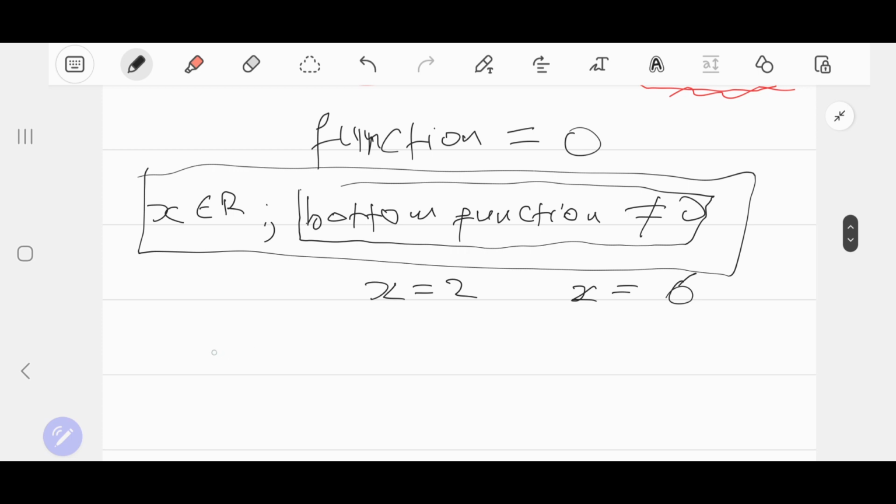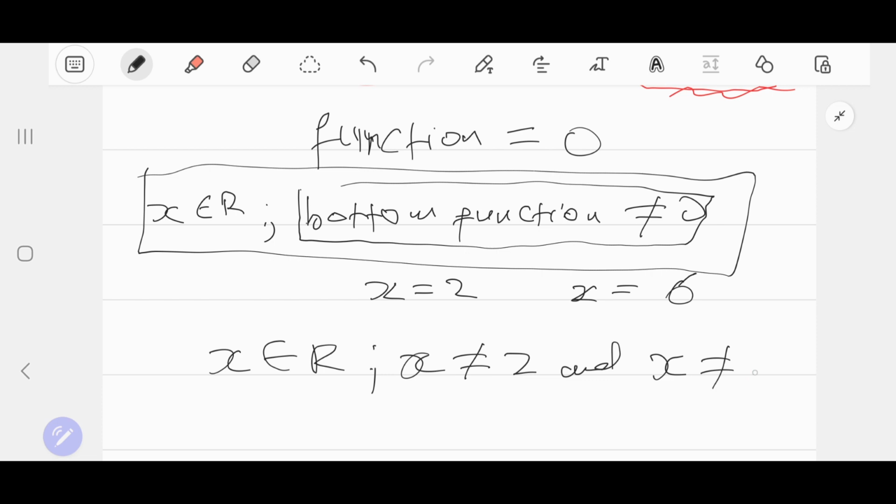Then how are you going to write it? You're going to write it like this. X is an element of real numbers, but x must not be equal to 2, and x must not be equal to 6. Are you with me, people? So we exclude those points, because at those points our bottom function is 0, and dividing anything by 0 is undefined.